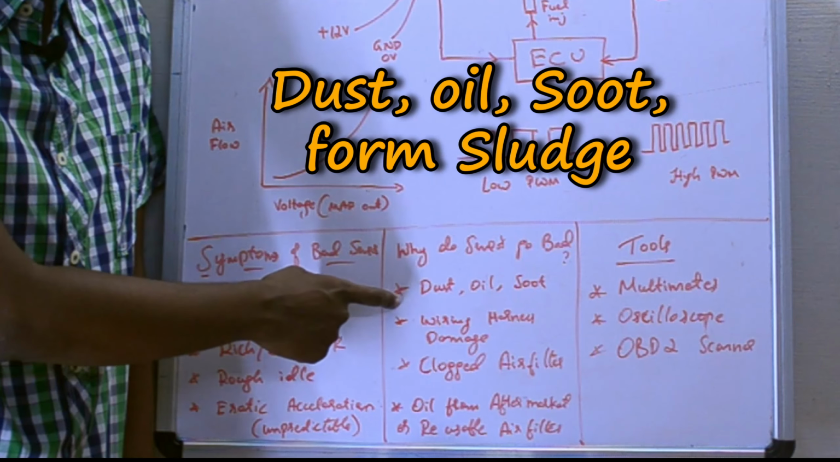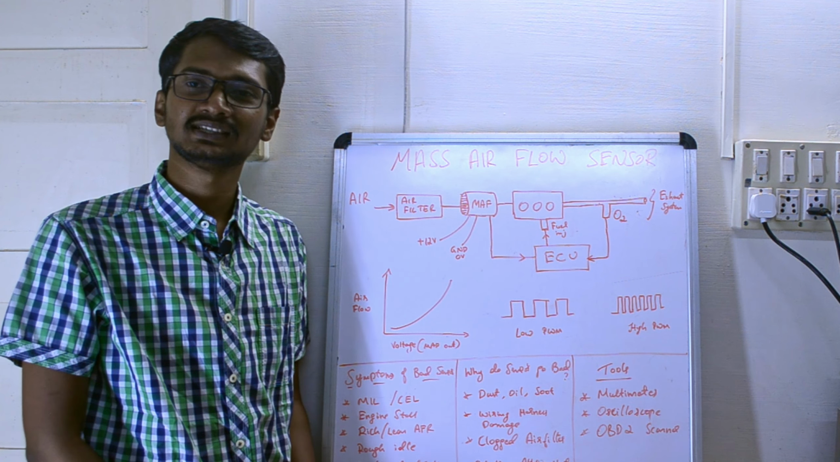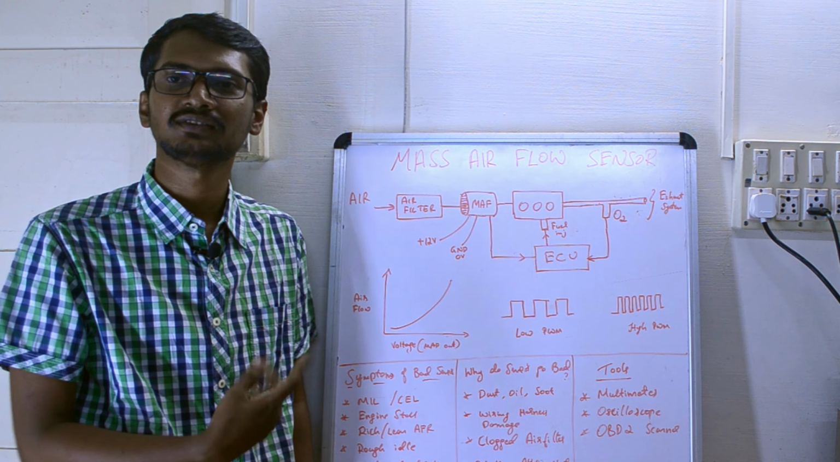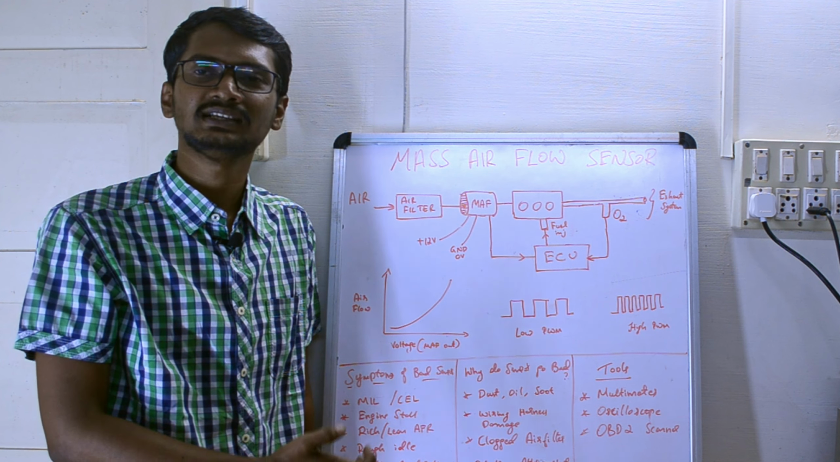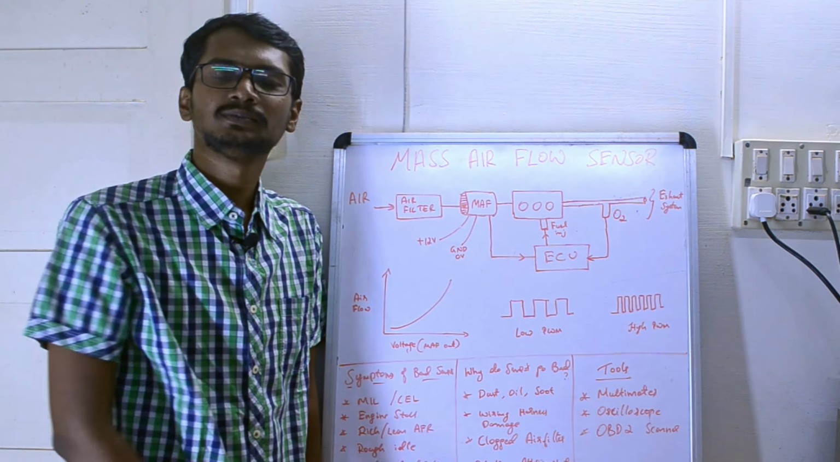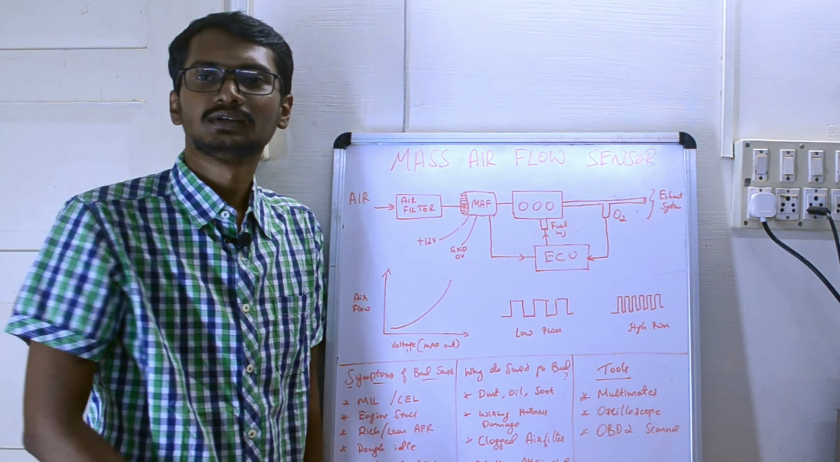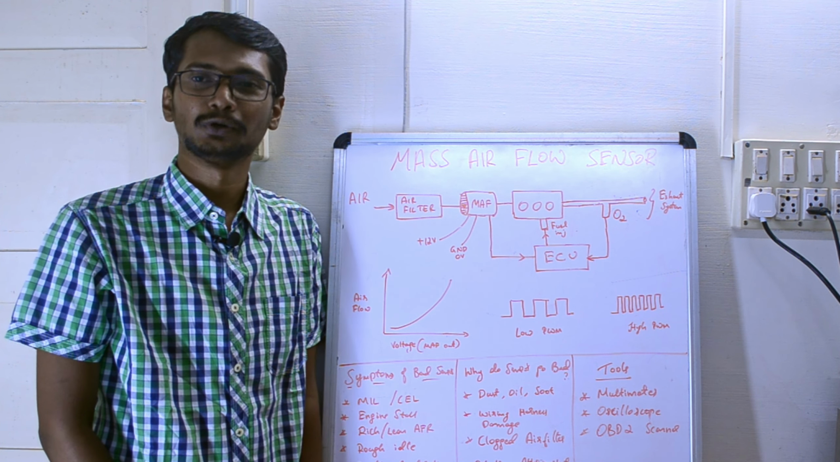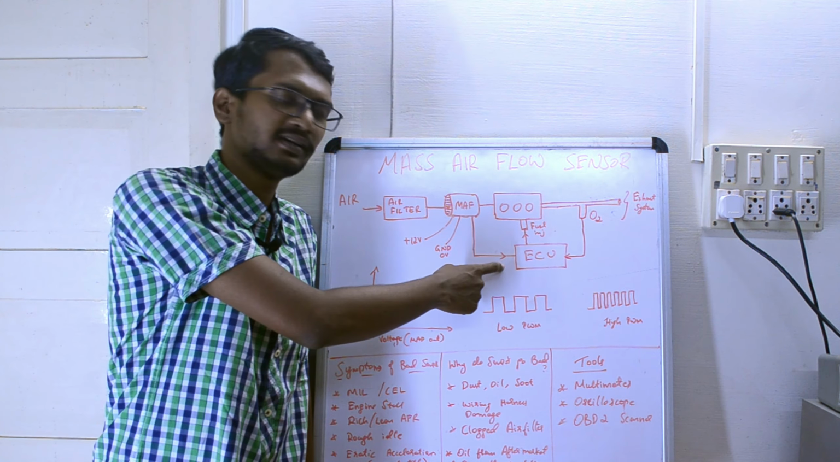Now we will understand what are the reasons for the failure of the MAF sensor. First one is dust, oil, soot. These impurities may deposit over the MAF sensor's sensing part over a period of time, thus reducing the ability of the MAF sensor to measure the amount of air that is entering the system. Second one is wiring harness damage. This could be because of multiple reasons, because of heat or a mice bite or exposure to corrosion over time. Because of this wiring damage, the ECU might not receive any input signal from the MAF, or it might receive intermittent signals or faulty signals as well.